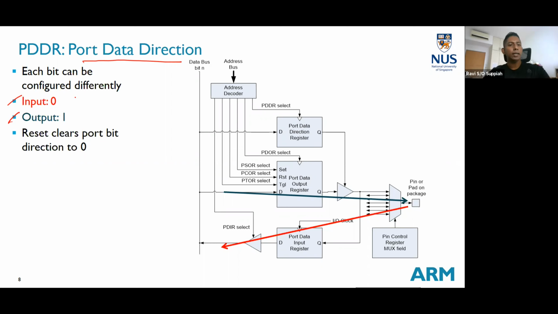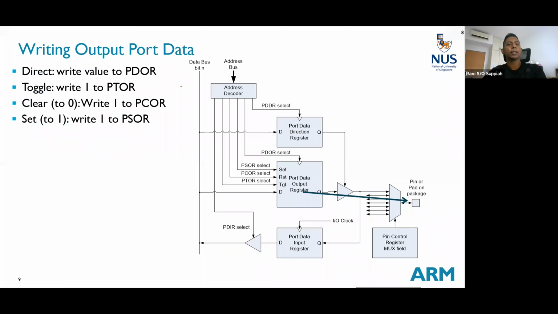These are definitely not fixed across different platforms or different controllers. Some controllers may have it the other way around, where input is a 1 and output is a 0. So it's just a matter of looking at the data sheet to understand the information and applying it. So that is the first register, the data direction register. I think all of us are familiar with that.